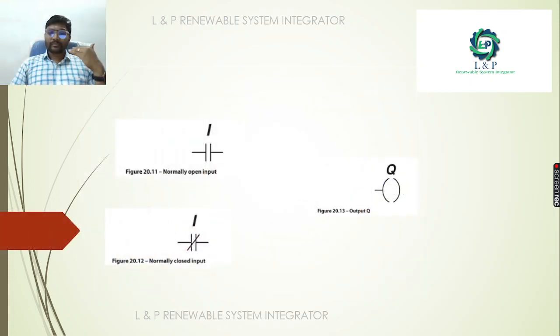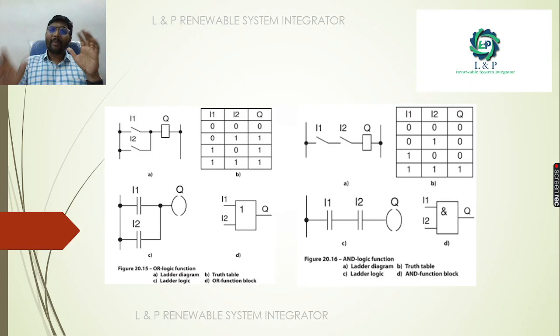Now when we get into programmable logic controllers, basically we need to know what is the NO contact, that is normally open input contact, normally closed input contact, and most importantly the output coil, that is Q. Apart from it, we will be discussing more about logic circuits. It can be an OR logic function or an AND logic function. We have given you a ladder diagram, truth table, ladder logic, and a functional block of an OR logic. And also for AND logic, ladder diagram, truth table, ladder logic, and AND function.